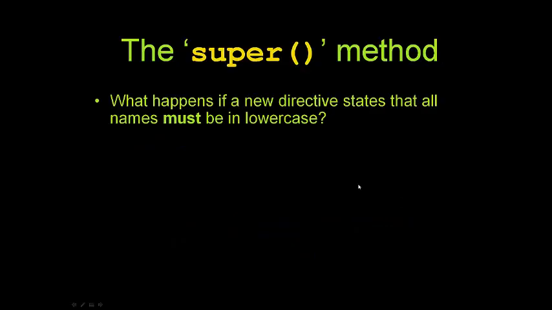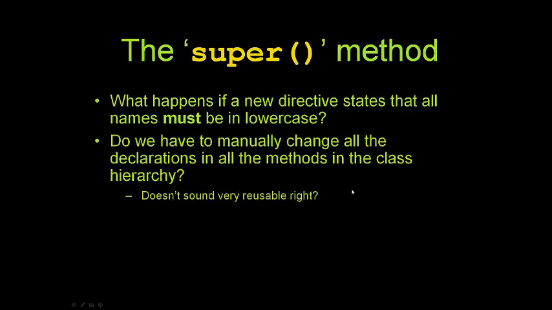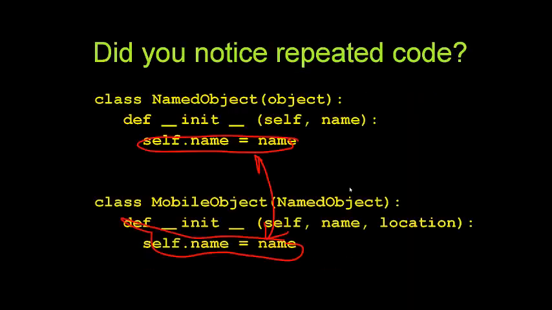So let's think of a scenario. What happens if all of a sudden you decide that all names must be lowercase? Well, basically what you need to do is that when you create a new object and you get a name, and the name is not in lowercase, you need to convert it to lowercase. Now, if you want to do this, then manually you need to change all the declarations in all the methods in the whole class hierarchy that does this thing. So for example, you have this thing here and this thing here. It means both of them you must change to name.lower.